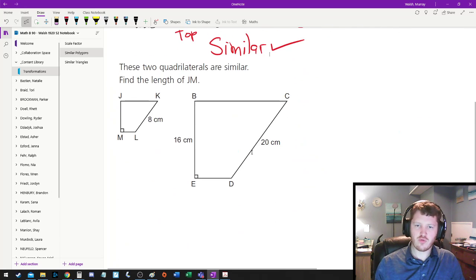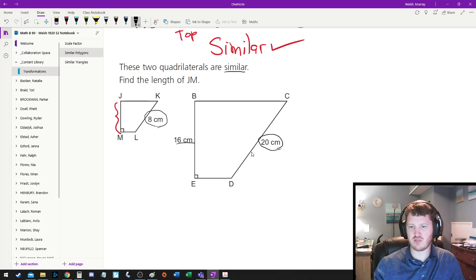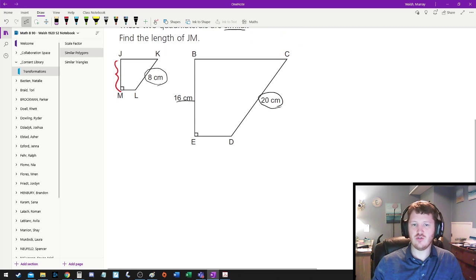The other thing that we can do with these is, if they are similar, that means that we can then use that information of shared scale factor to find more information. Looking at these shapes, given the quadrilaterals, find the length of JM. So JM is this length here. To find it, we're going to make a comparison to this side using our scale factor, but we don't know the scale factor yet. Because the shapes are similar, we can find the scale factor for this pair of corresponding sides, and then use that scale factor to find that missing side.